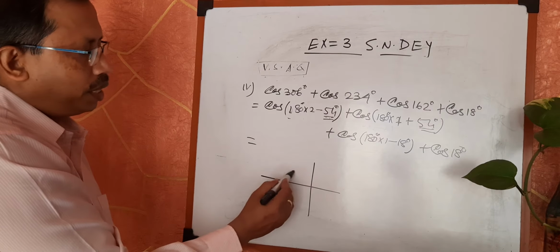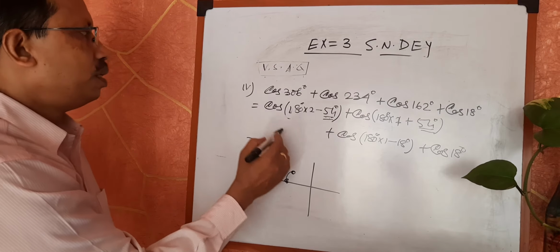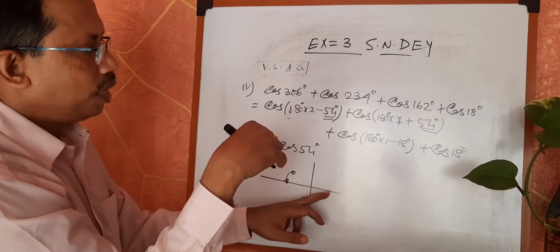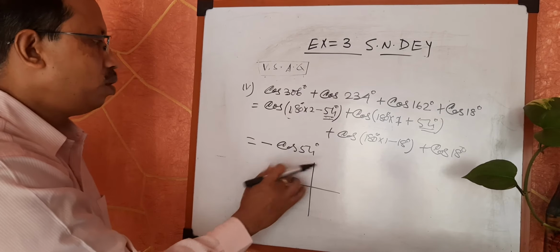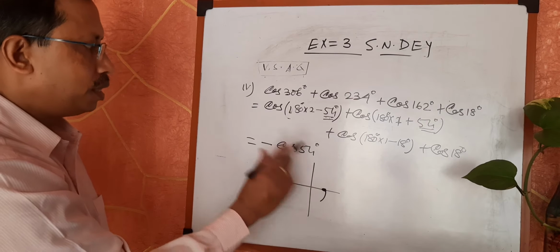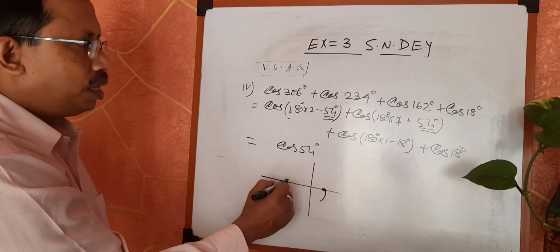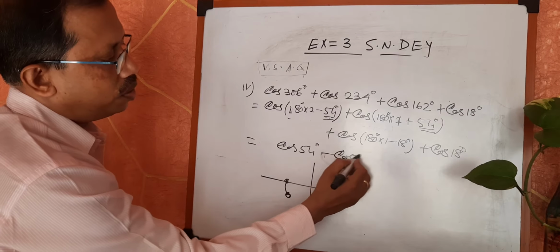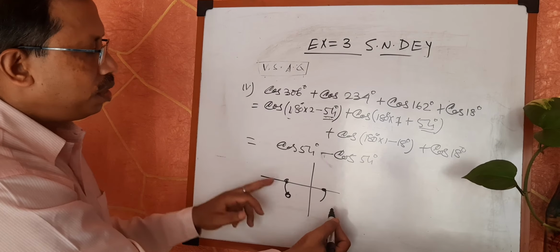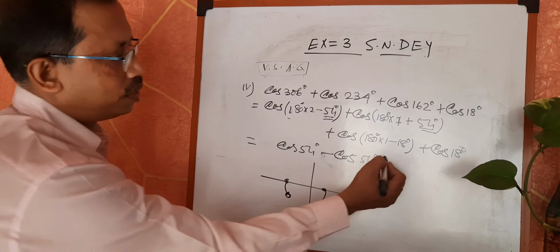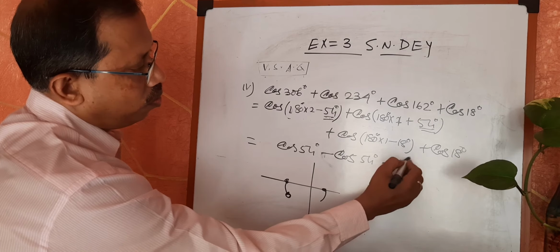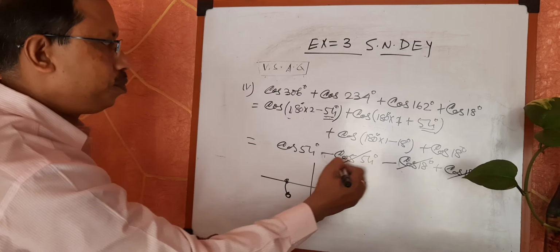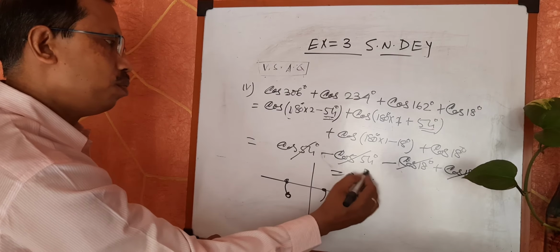So 180° × 2 minus θ, even multiple minus θ, that is the fourth quadrant, so cos is positive: cos 54°. 180° × 1 plus θ, third quadrant, so this is minus cos 54°. 180° × 1 minus θ, that is the second quadrant, so minus cos 18° plus cos 18°. So the answer is 0. Proved.